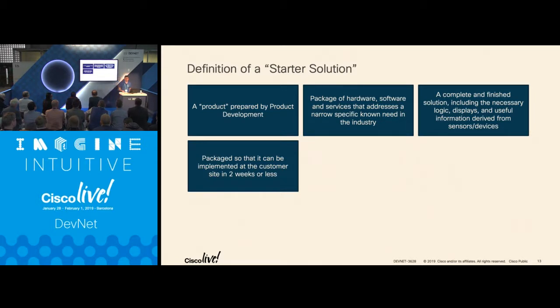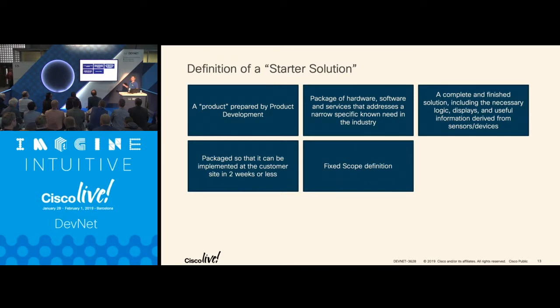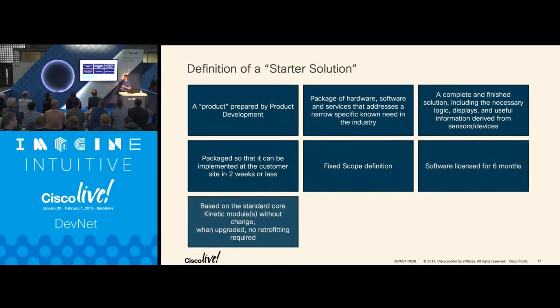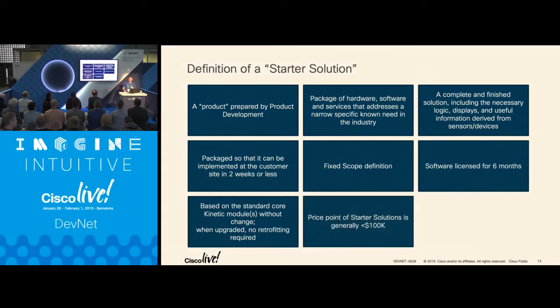The purpose is that we say it can be implemented in 2 weeks or less. Usually it's more like half a day, but anyway. Very short, because everything has been pre-configured. It's almost plug and play. It's a fixed scope definition. If you buy a solution for energy management, it does only energy management. We have a software license for 6 months. It's based on all the Kinetic components that we've been talking about, right?